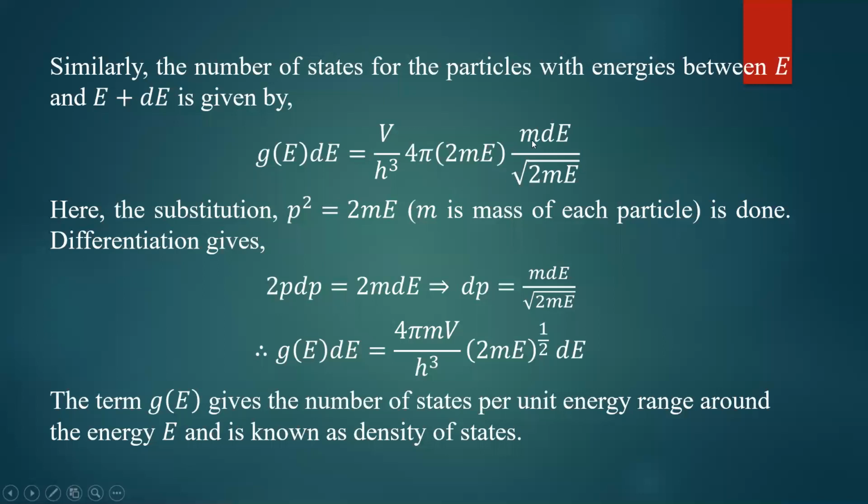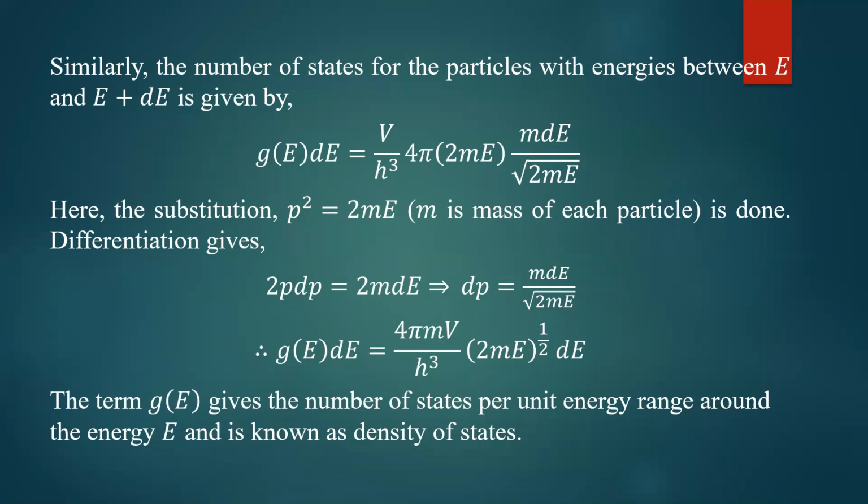So here m and 4 pi are collected in the numerator, and we have square root of 2mE here, and 2mE. So 2mE divided by square root of 2mE is square root of 2mE. So that is written as (2mE) to the power half. So this is the density of state expressed in energy space. That is how you can express the density of state in any phase space with different coordinates. Here I have represented the density of states in momentum coordinate and energy coordinate.